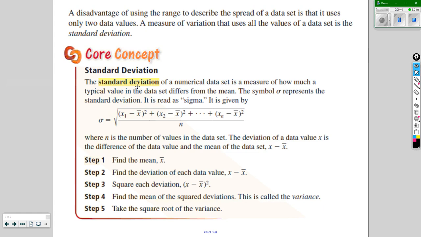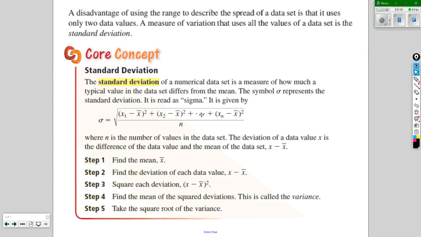Right, so the standard deviation of a numerical data set is basically the measure of how much a typical value in the data set differs from the mean. Okay, so to talk about standard deviation, we use the following symbol, sigma. And it's given by this equation.